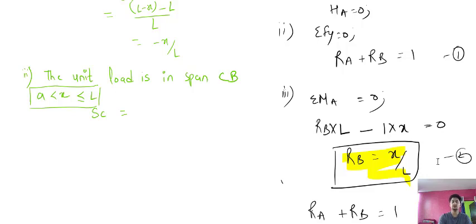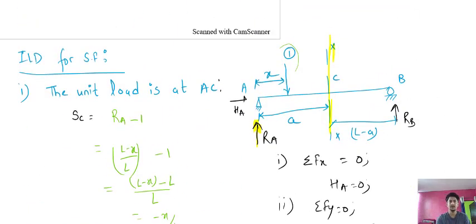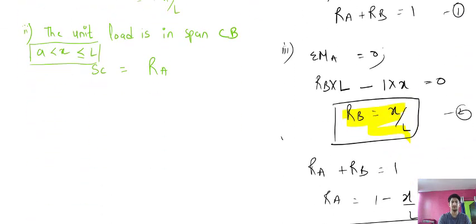So when the load is in span CB, what will be the shear force equation at C? Seeing from the left hand side, only Ra remains. As the unit load has gone here, only one reaction will be there when I see the equation from the left hand side, and that is Ra. So the equation is Ra, and the Ra value is L minus x upon L. So the shear force at C is this.